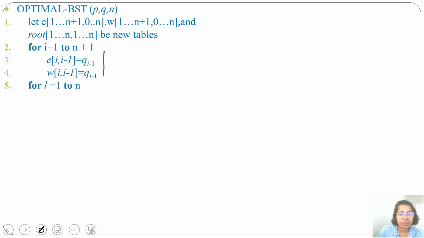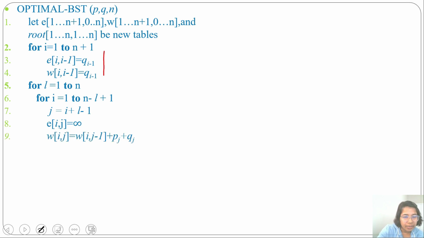Next, for L equals 1 to n, for I equals 1 to n minus L plus 1, J equals I plus L minus 1, E[i,j] equals infinity, W[i,j] equals W[i,j-1] plus Pj plus Qj. We'll use this formula for finding W.